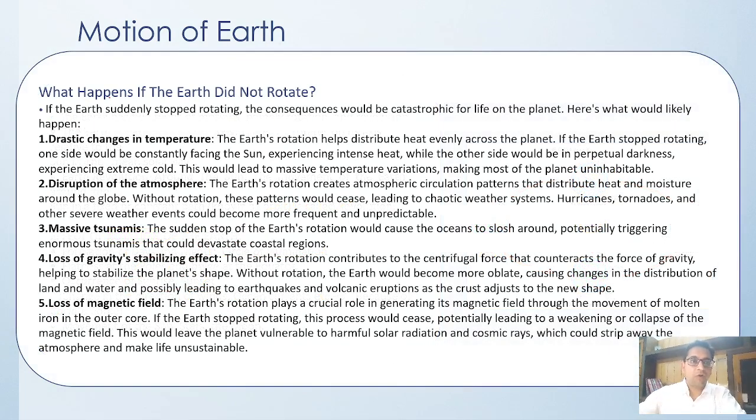Now, what would happen if the earth did not rotate? Right now, earth is rotating. All of a sudden, the earth gets stopped. All of a sudden. First of all, you know the Newton's laws.